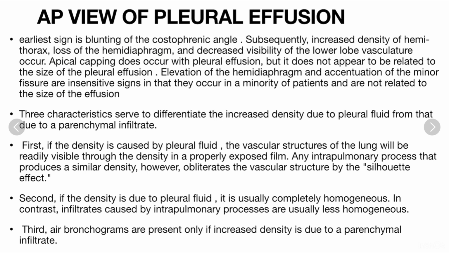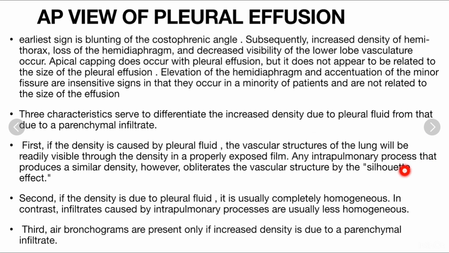Very important. After that, they are telling that there are 3 characteristics which serve to differentiate the increased density due to pleural fluid from any parenchymal infiltrate. So how to differentiate between parenchymal infiltrate and pleural effusion opacity in an AP chest X-ray? First sign: if the density is due to pleural effusion, the vascular structures of the lung will be radially visible through the density in a properly exposed film. Means blood vessels will be visible through this density.